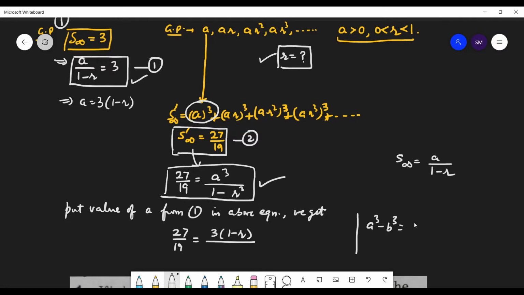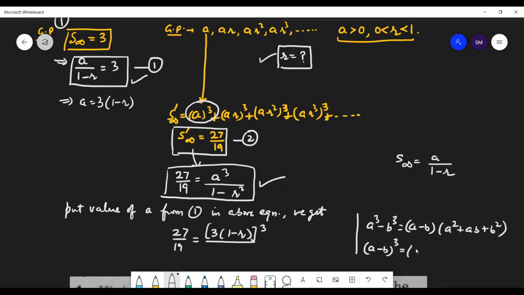a minus b into a square plus ab plus b square. Okay, very good. So a minus b into a square plus ab plus b square, right? And don't forget that this is the whole cube. So what is the formula for a minus b whole cube, students? Yes. Here the formula will be a cube minus b cube minus 3ab into a minus b. Okay, good.